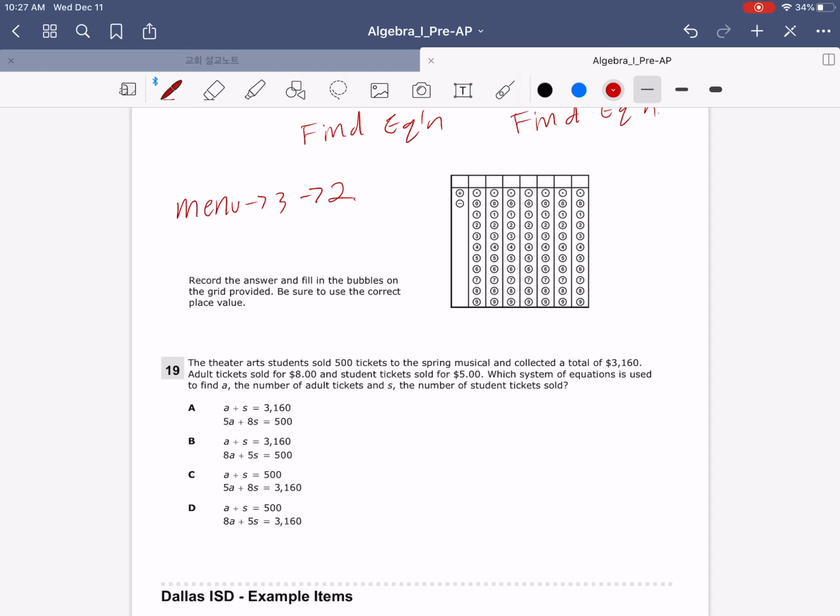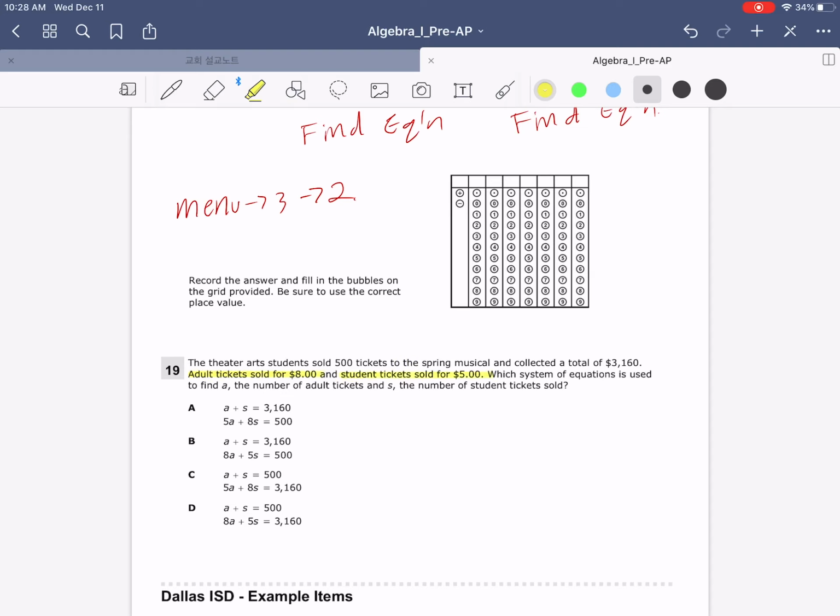Here, question number 19. Our theater art students sold 500 tickets to a spring musical and collected a total of $3,160. Adult tickets are sold for $8 and student tickets are sold for $5. This you might want to highlight, okay?